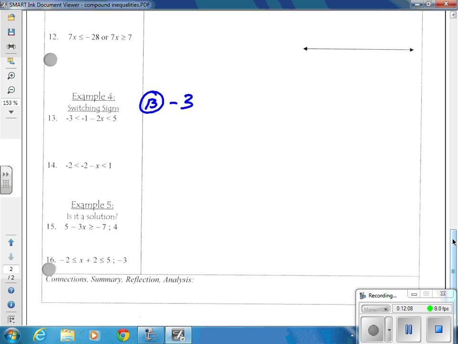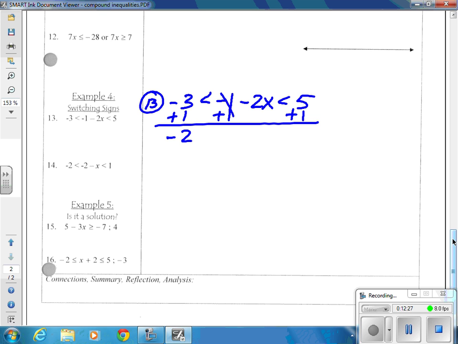And I'm going to show you what it looks like when signs have to switch and then what happens to them. Okay, if I'm solving this, the x is in the middle and it's got other stuff attached to it, so we need to get rid of the things in the middle so that it's just an x by itself. We're going to add 1 in the middle and then add 1 on the left, add 1 on the right. So now I've got negative 2 less than negative 2x less than 6.